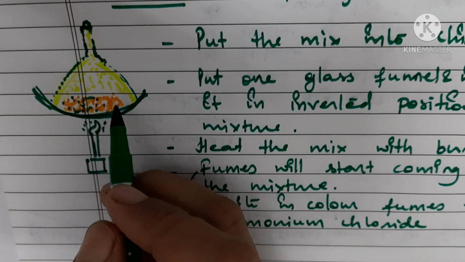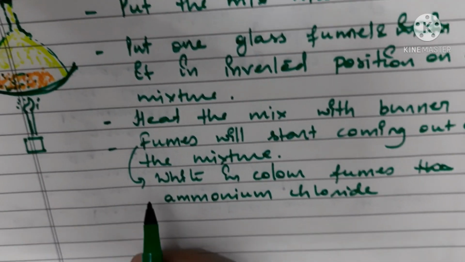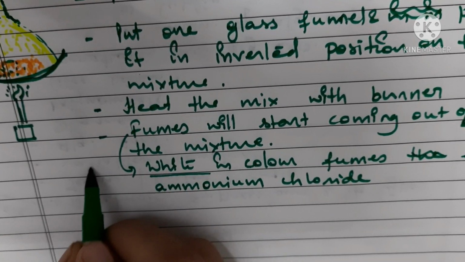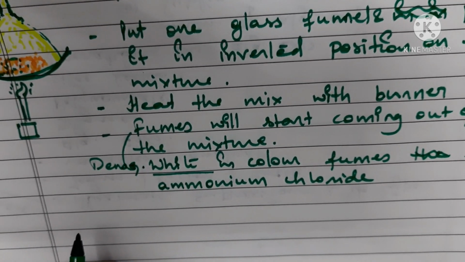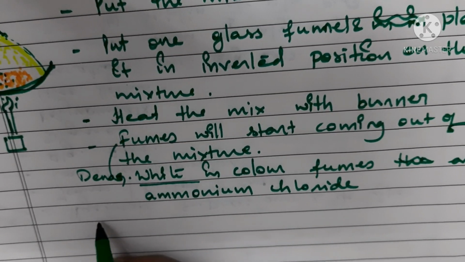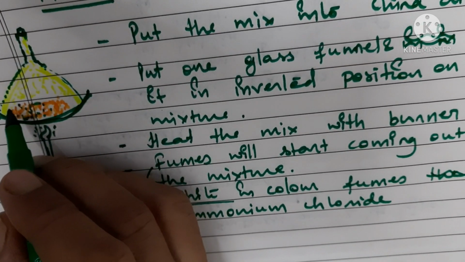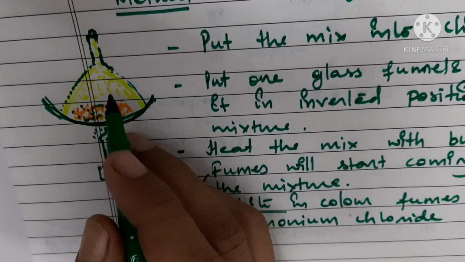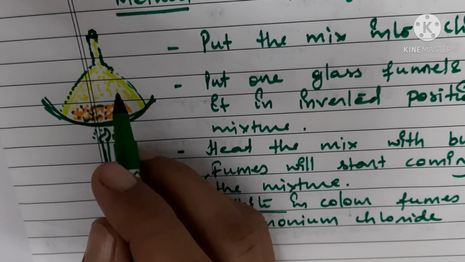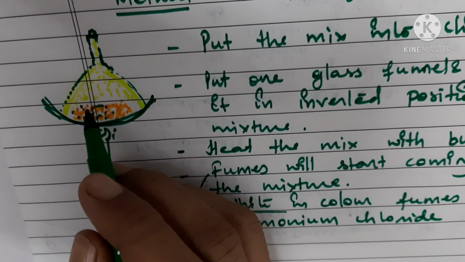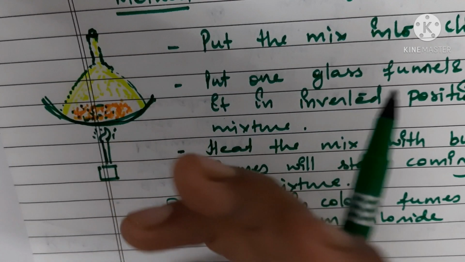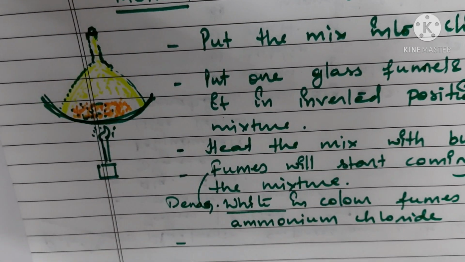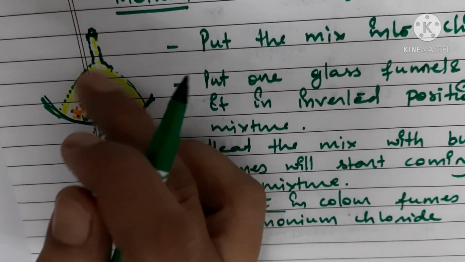So the ammonium chloride in the mixture actually sublimes to form dense white fumes. Now when it went up, it started condensation. The condensation took place after cooling. Due to condensation, after it cooled down, this ammonium chloride started sticking to the sides.